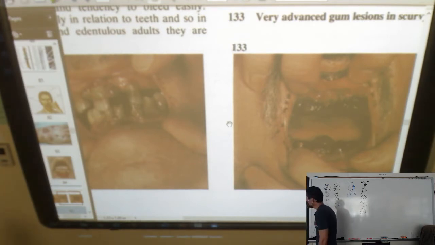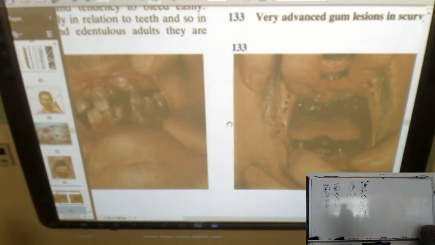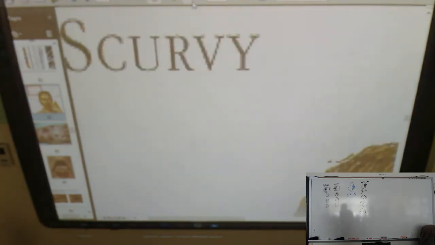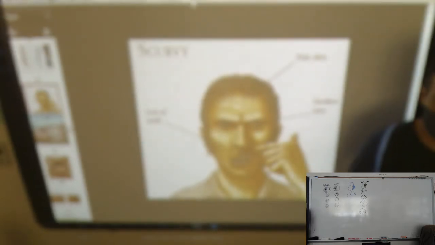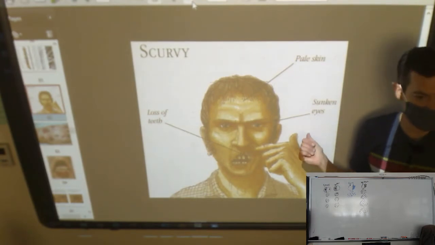So, scurvy. Okay, how many of y'all have heard of it? I can remove that image. We'll just go back to Dale. How many of y'all have heard of scurvy before this class? You might not know what it is, but you've at least heard of it. Does anybody know anything about it, like what causes it? I don't want to look like Dale, so what do I need?